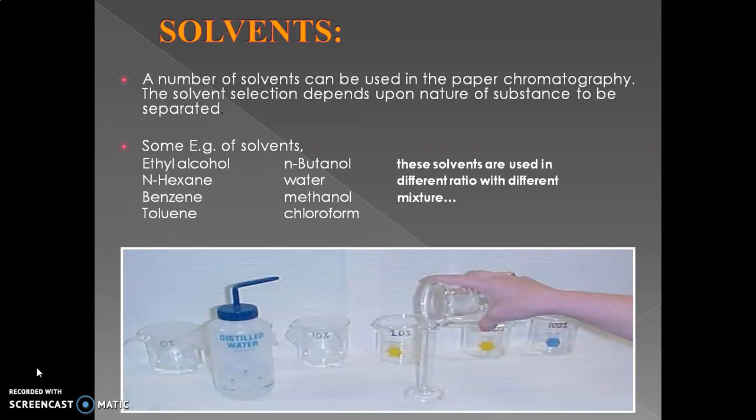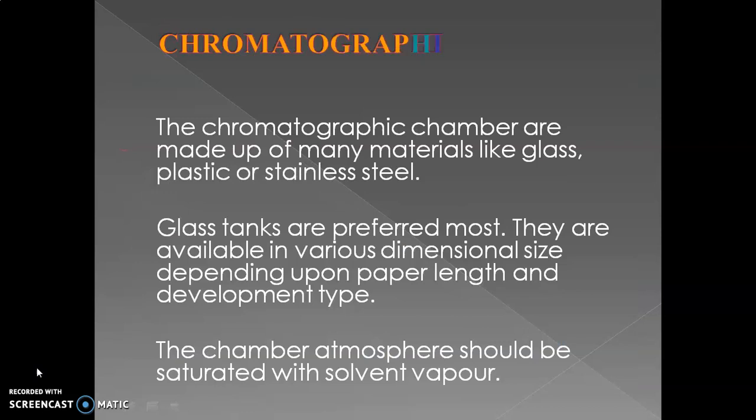Solvents. A number of solvents can be used in paper chromatography. The solvent selection depends upon the nature of the substance to be separated. For example, various solvents we can use in paper chromatography are based on their eluotropic series, such as ethyl alcohol, n-hexane, benzene, toluene, butanol, water, ethanol, chloroform, etc.